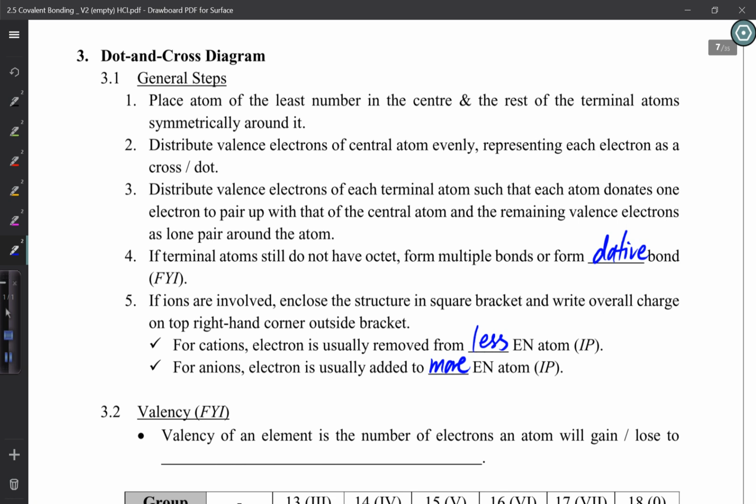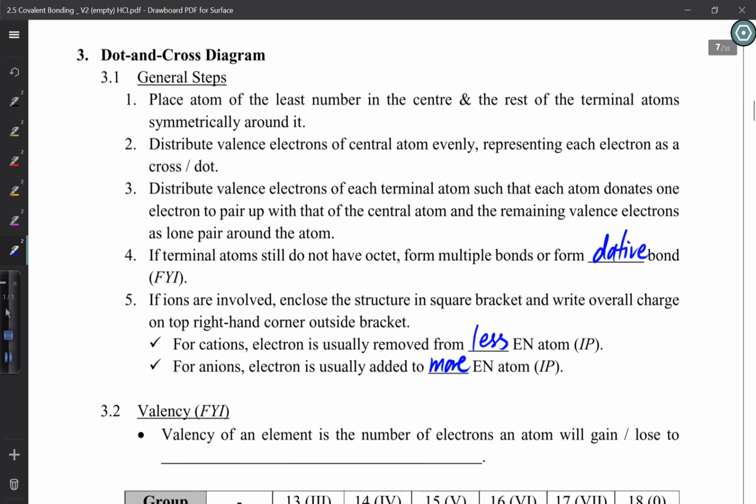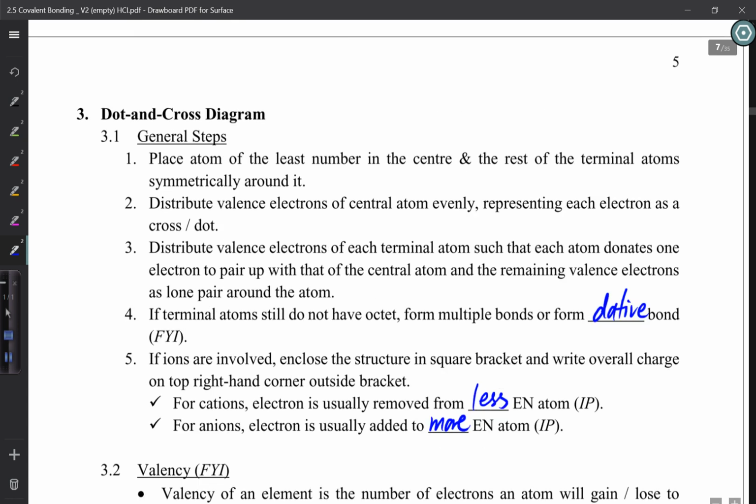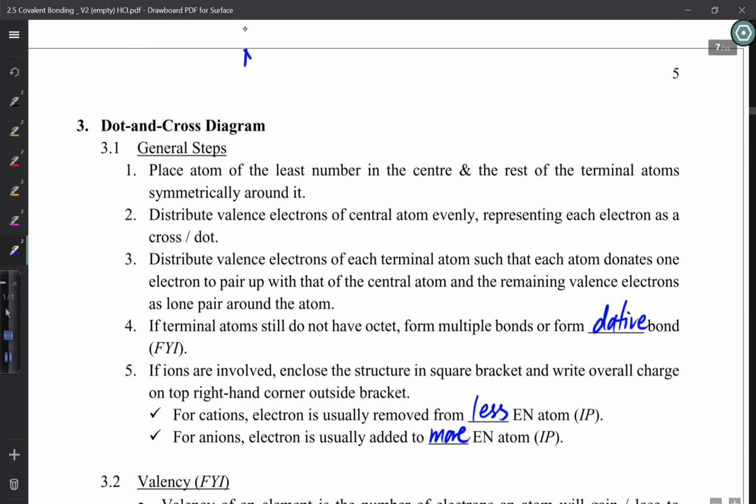So after you fill this in, let me just briefly go through. What are the general steps? I might as well just use the example over here. For example, if the question asks you to draw ammonia NH3, the first step is to place the atom of the least number in the center and the rest of the terminal atoms symmetrically around it. So what is the atom of the least number here? Evan? What's the atom of the least number here?